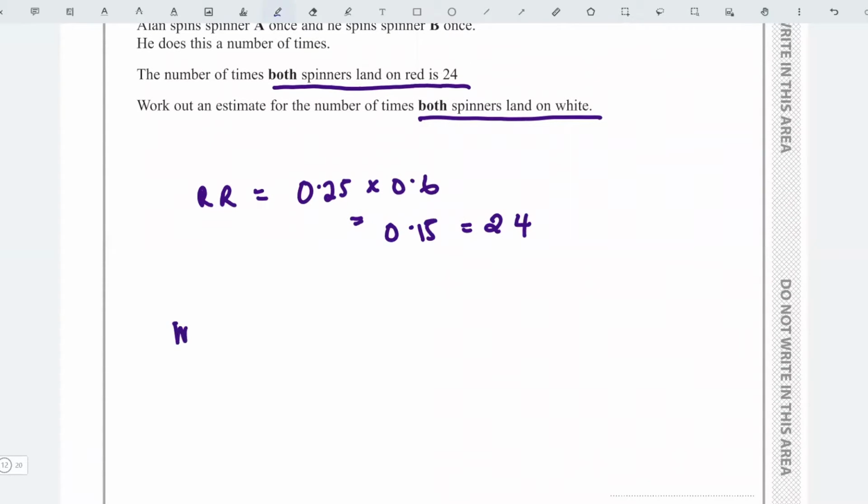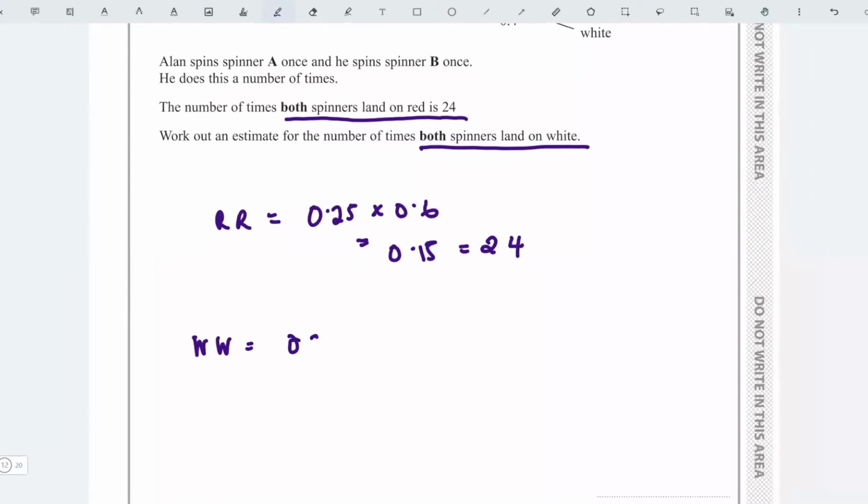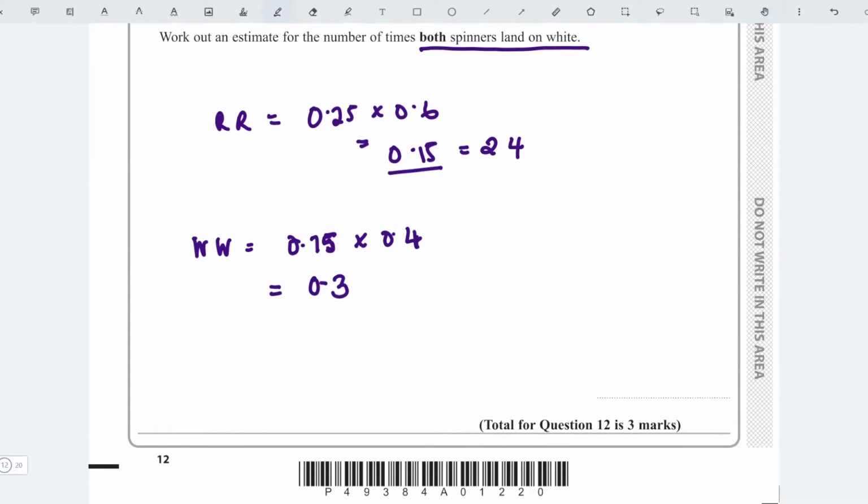So white, white. What's white? White is 0.75 times 0.4. That on a calculator is 0.3. All right, well, we know if 0.15 is 24, that's double that. So 0.3 would equal 48. And that's our answer, 48 times.